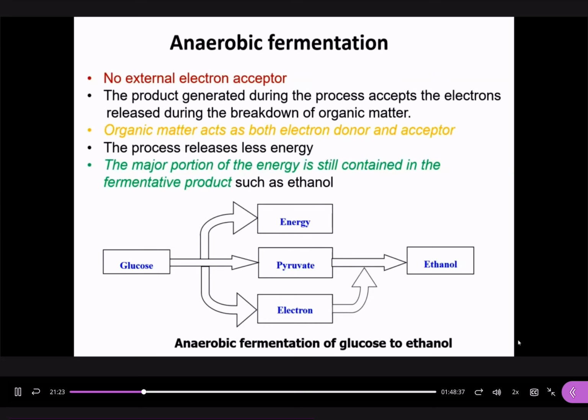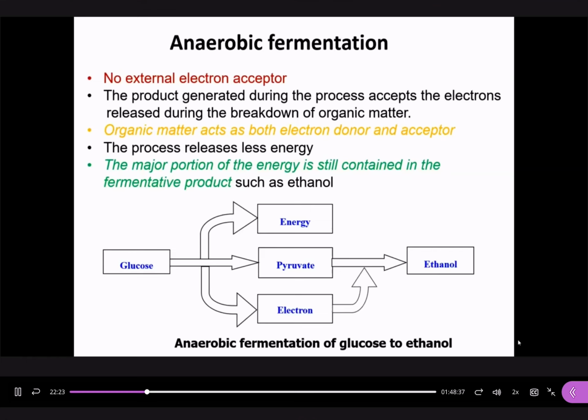The glucose is the electron donor, so it gives out electrons. And we have some intermediates, for example, pyruvate. Pyruvate is the product of oxidation of glucose, but pyruvate could act as the electron acceptor. So this is oxidation of glucose. It releases electrons, right? Where do the electrons go? They go to pyruvate. And what do you get? Ethanol. And the oxidation step releases energy.